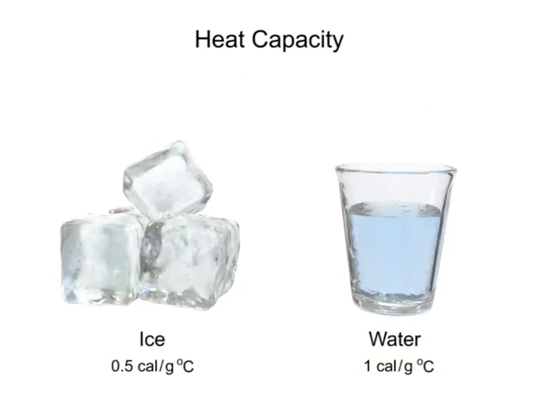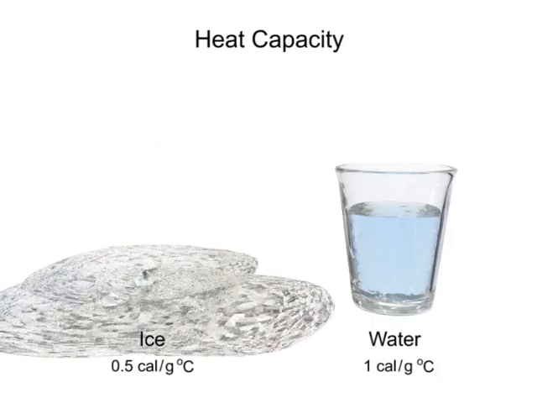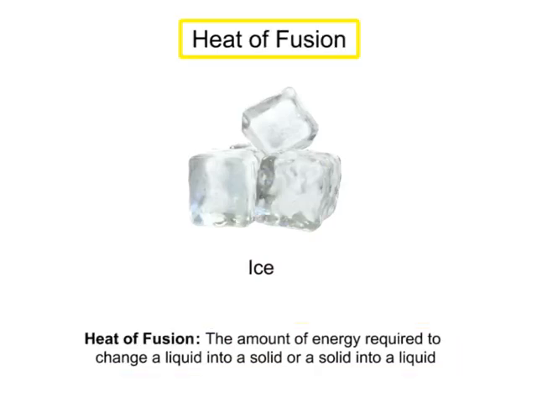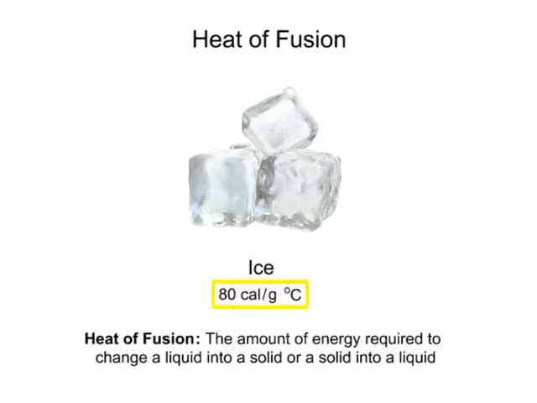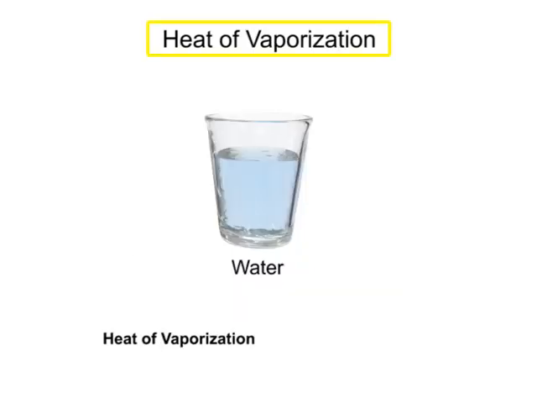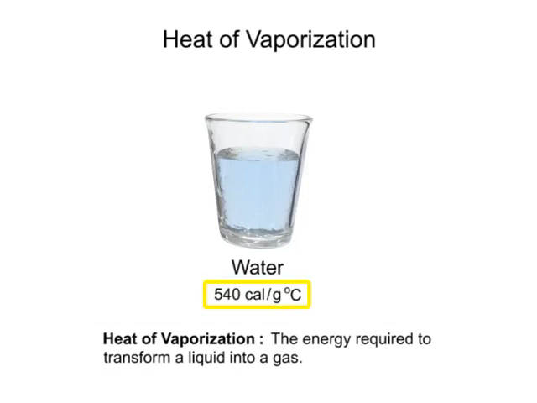The processes of phase change between solid, liquid, and gas also require a specific amount of heat energy. The amount of energy required to change a liquid into a solid or a solid into a liquid is known as heat of fusion. The amount of heat required to change 1 gram of ice to water is 80 calories. Similarly, the heat of vaporization is the energy required to transform a liquid into a gas. It requires 540 calories to change 1 gram of liquid water into a gas.